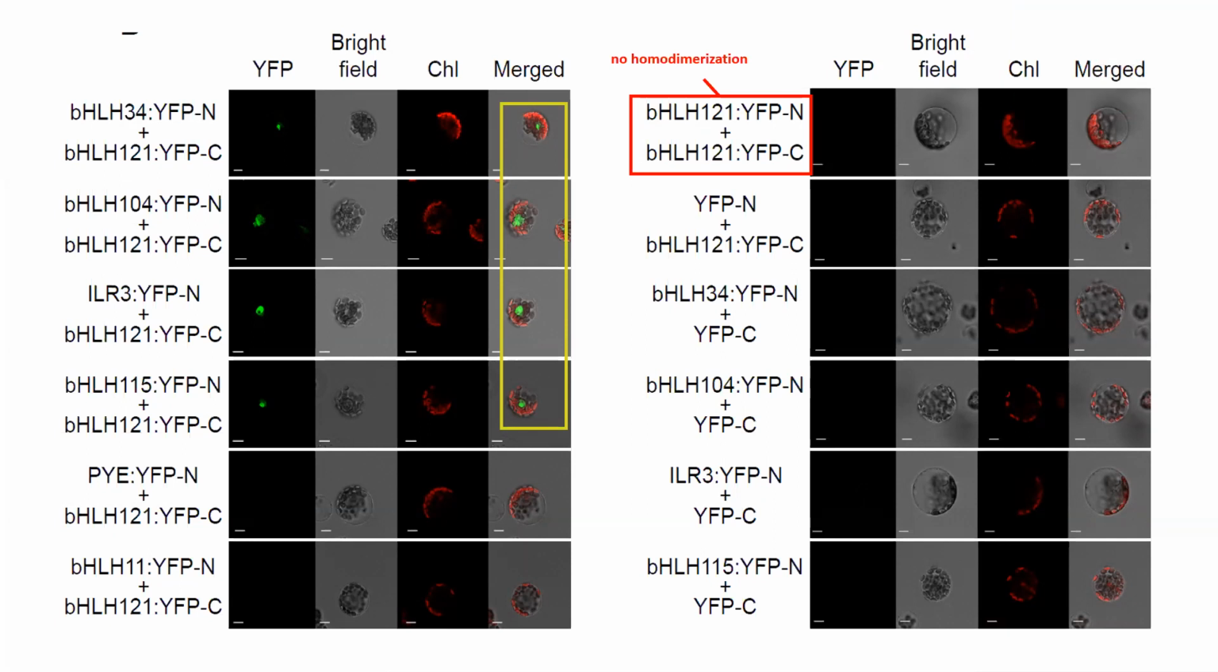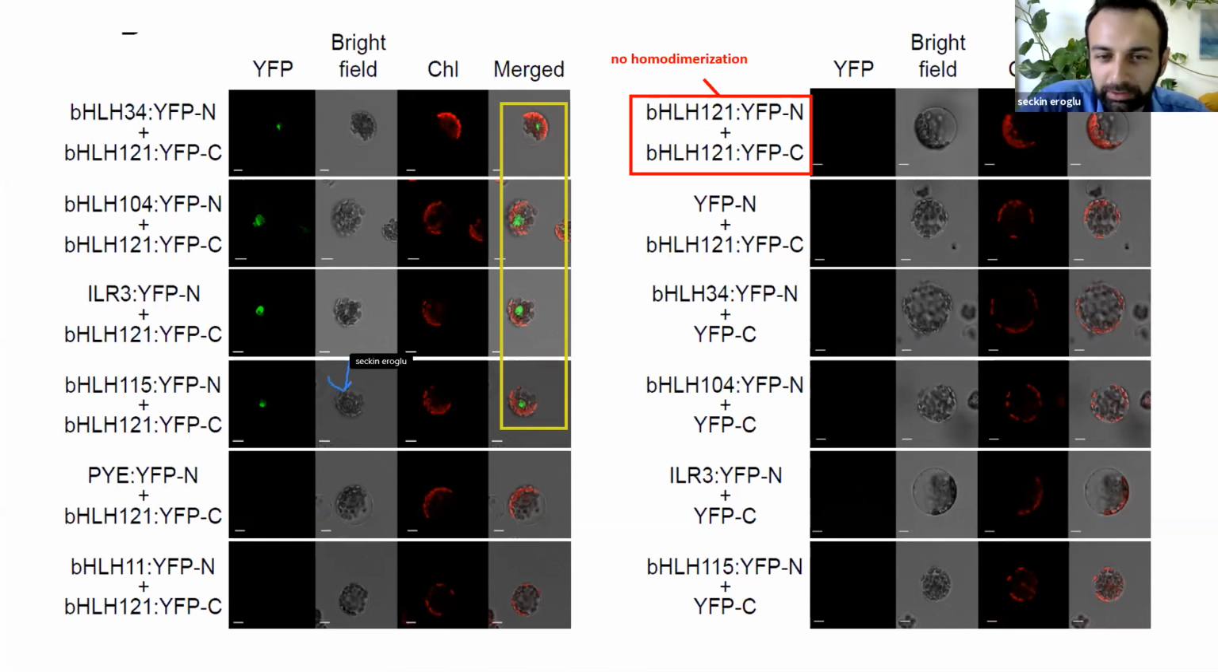Should I pass this? In fact, I have a question. How do we transfer the vectors to the cell? Do we use agrobacterium? Emre Hocam? In this experiment specifically, no. You cannot. Here they use PEG. I see. So we just make the cell competent.